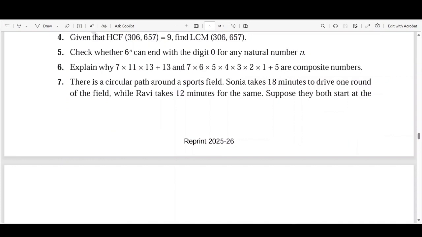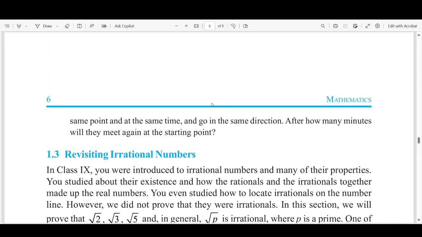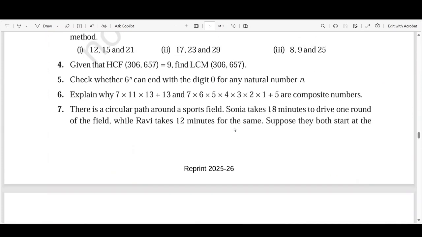Question number 7. There is a circular path around a sports field. Sonia takes 18 minutes to drive one round on the field, while Ravi takes 12 minutes for the same. Suppose they both start at the same point and at the same time and go in the same direction. After how many minutes will they meet again at the starting point? It's a quite different question, but still very important, so I'll explain this idea. We have to understand the question clearly.